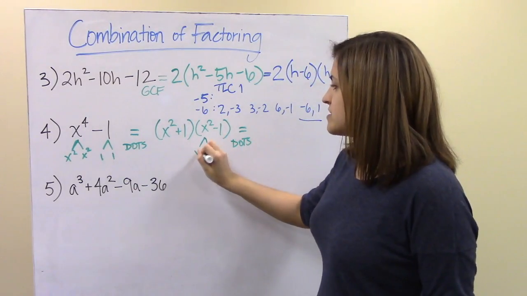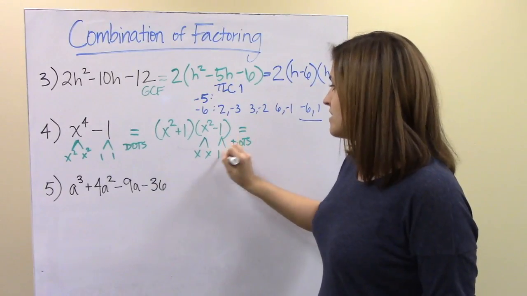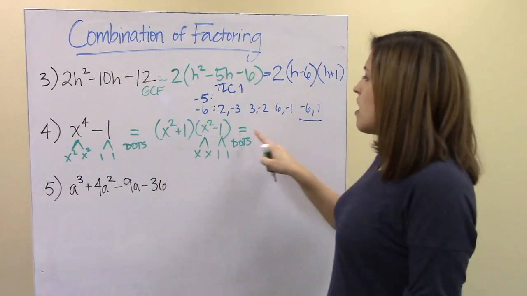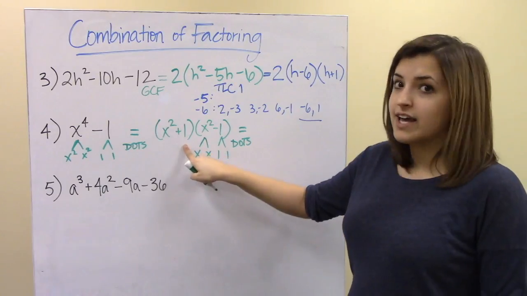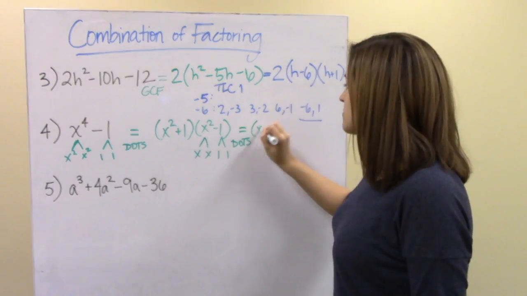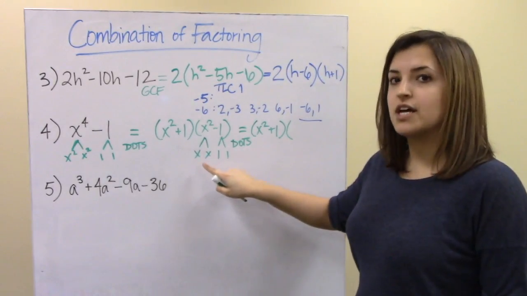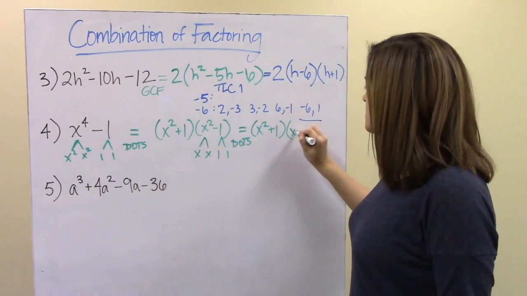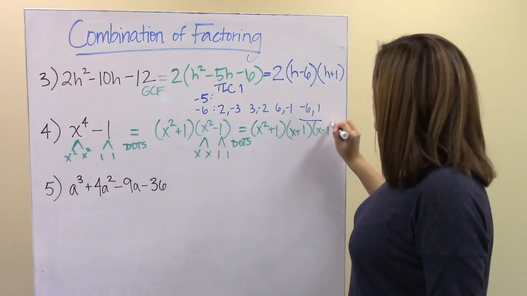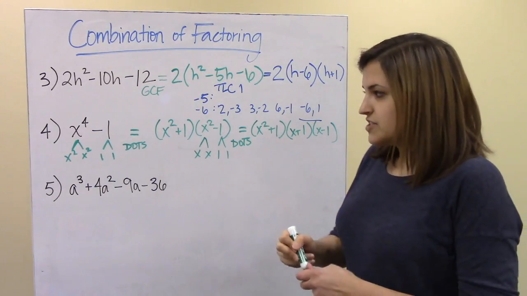And x squared is x times x. 1, again, is 1 times 1. So all factored, I need to keep this guy, I can't forget about him. So I'll have x squared plus 1 times x plus 1 times x minus 1. Okay, let's do a fifth one.